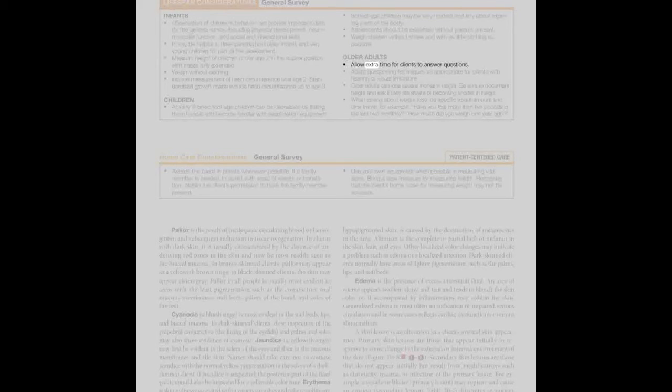Older adults: allow extra time for clients to answer questions. Adapt questioning techniques as appropriate for clients with hearing or visual limitations. Older adults can lose several inches in height. Be sure to document height and ask if they are aware of becoming shorter. When asking about weight loss, be specific about amount and time frame. For example, have you lost more than 5 pounds in the last 2 months? How much did you weigh 1 year ago?